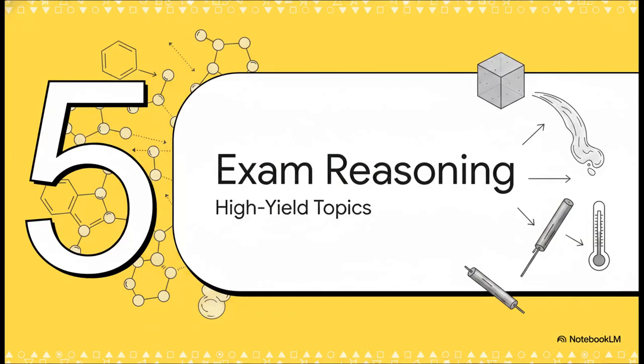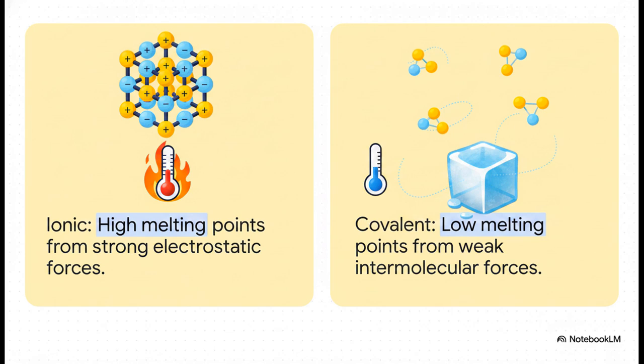Section 5. High-Yield Exam Reasoning. Let's see how this microscopic bonding translates into the macroscopic properties you see every day. This is a guaranteed area for board reasoning questions. First up, melting points. Because ionic bonds are formed by oppositely charged ions, they have incredibly strong electrostatic forces holding them together. Think of them like super strong magnets. They require massive heat energy to break apart, which means very high melting points. Covalent molecules, on the other hand, just have weak intermolecular forces, so they vaporize and melt really easily.